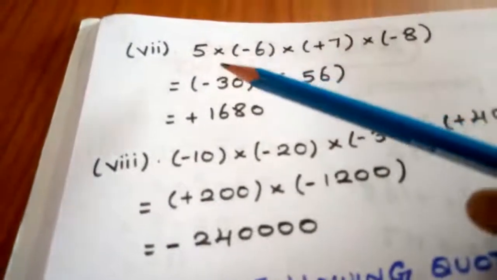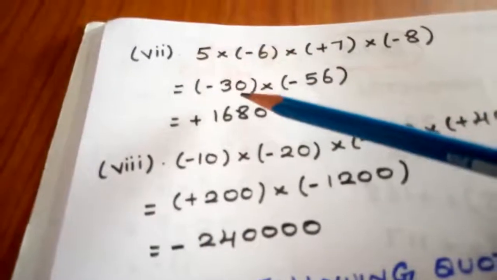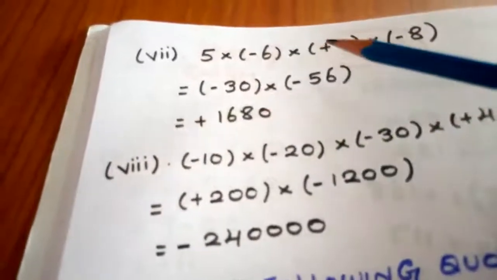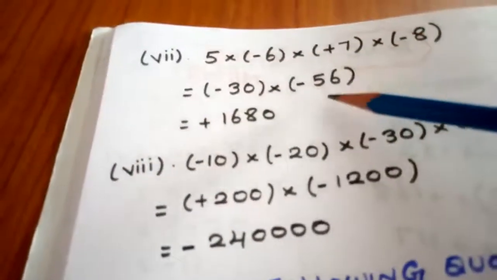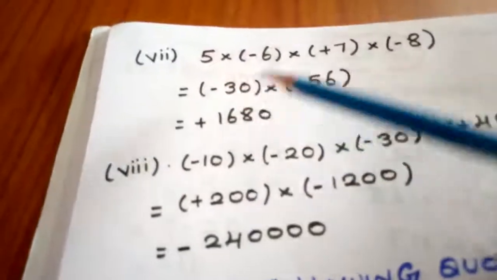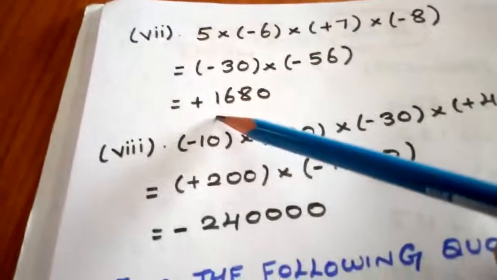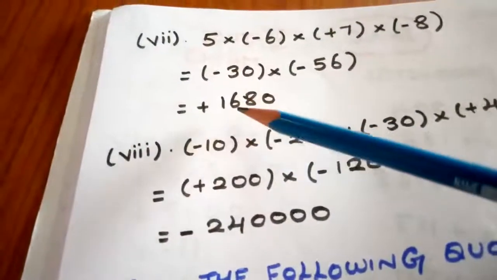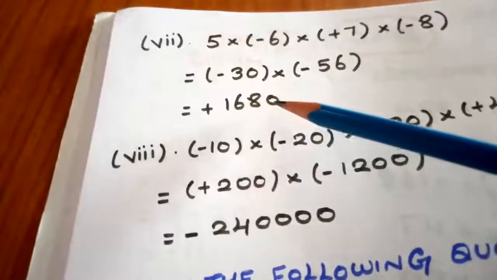Just take the first 2, multiply, you are going to get the answer as minus 30. Second 2, multiply the value, you are going to get this one. Then minus into minus, you are going to get the value as plus. So automatically the final answer is going to be 1680.